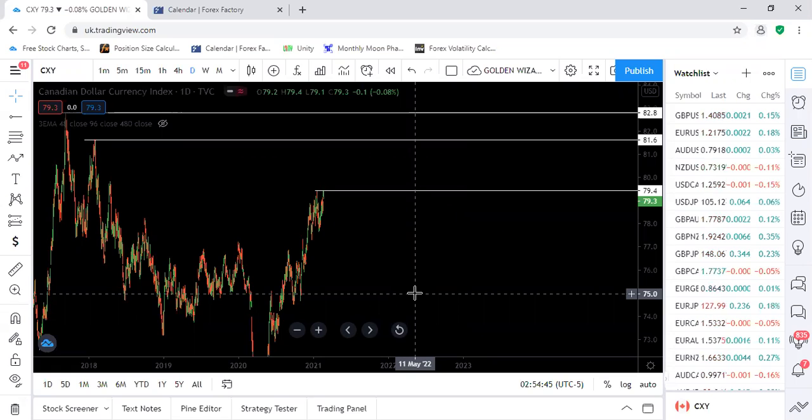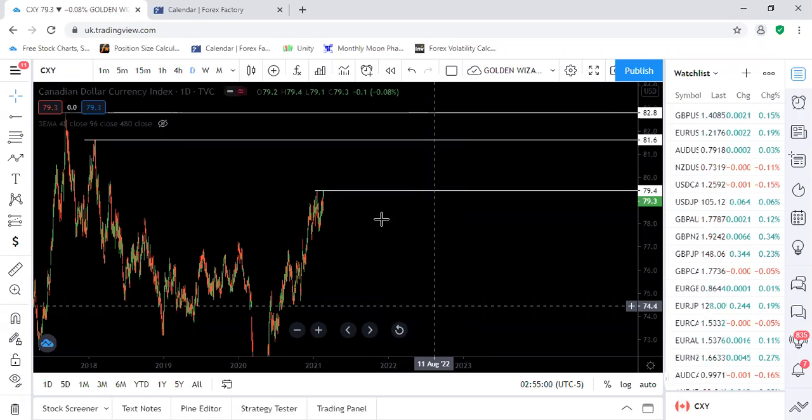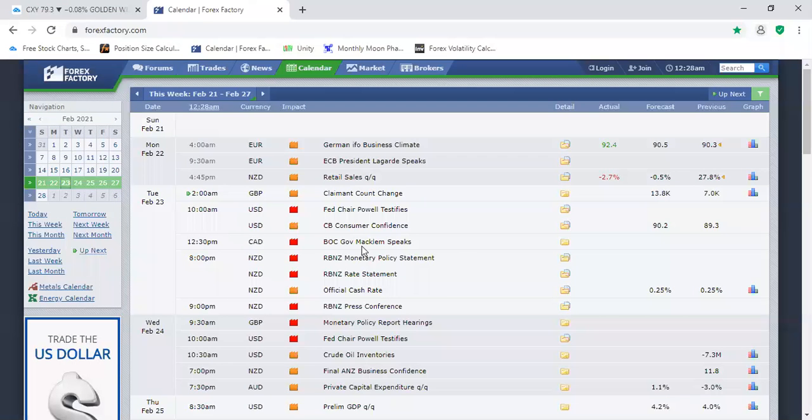I'm going to make an effort to make this video shorter, 10 to 15 minutes. So I just want to take a quick look at some CAD pairs in anticipation of a high impact news event that will be unfolding today. So just a quick look at the economic calendar. I'm in East Africa, so 12:30 p.m., which is going to be somewhere in between London Open and New York.